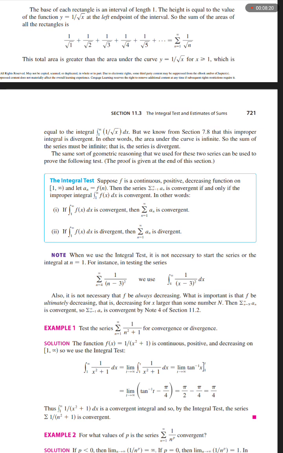Also, it's not necessary that f be always decreasing. What is important is that f be ultimately decreasing. That is, decreasing for x larger than some number N. Then the sum from n equals N to infinity of a sub n is convergent, so the sum from n equals 1 to infinity of a sub n is convergent by note 4 in section 11.2.